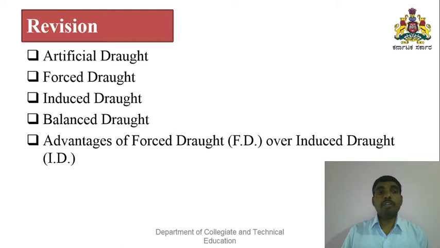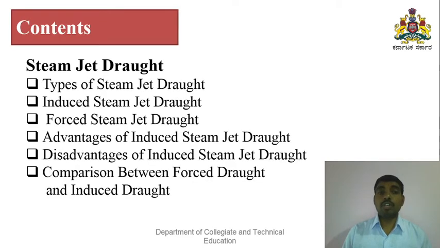Students, in my previous session, that is session 8, I explained various mechanical draught systems: artificial draught or forced draught, induced draught, balanced draught, and the advantages of forced draught over induced draught. These are the concepts I explained in session 8. I hope you have gone through these concepts and learned them very well. So let's move on to the next contents.